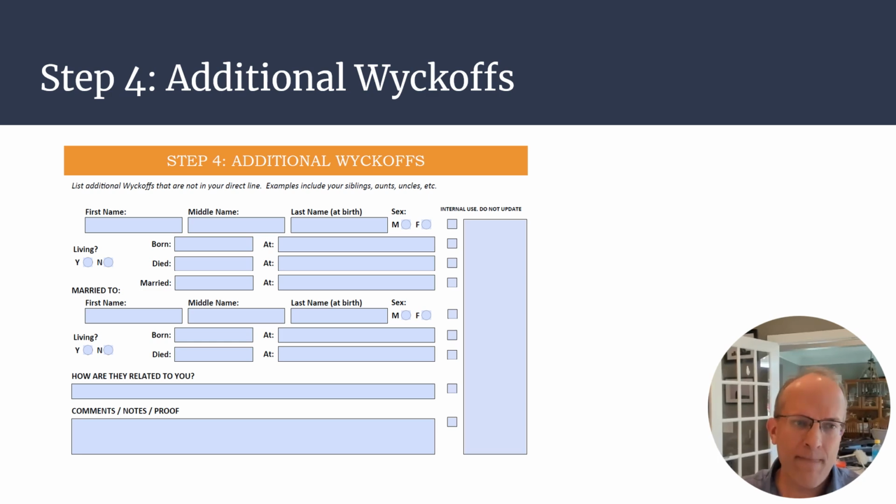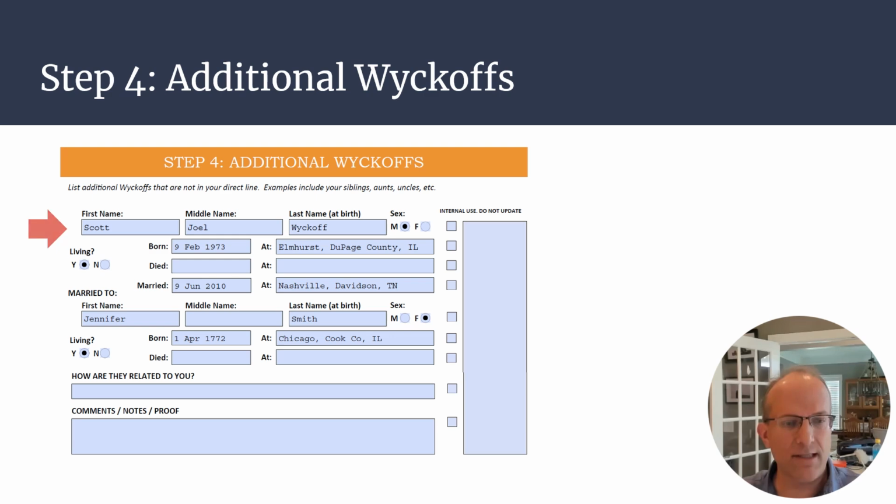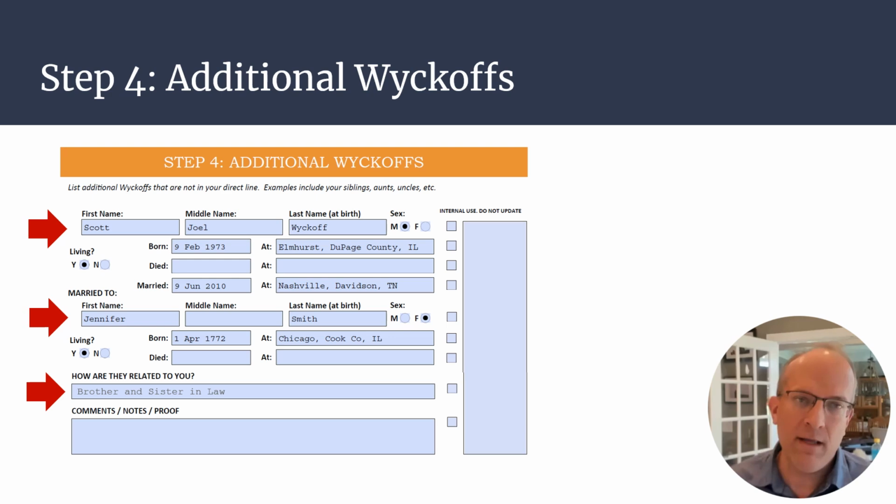So in step 4, it looks very similar, but what's a little bit different, in this example, it's my brother Scott, and his wife, right? But what's different in this section is really how are these people related to you? As I said, this is my brother and sister-in-law, so I'm going to fill it out like that, saying this is my brother and sister-in-law. There's a number of spots in the form. You can add as many of those additional, again, brothers, sisters, aunts, uncles, nephews, other Wyckoffs that are not part of your direct line.